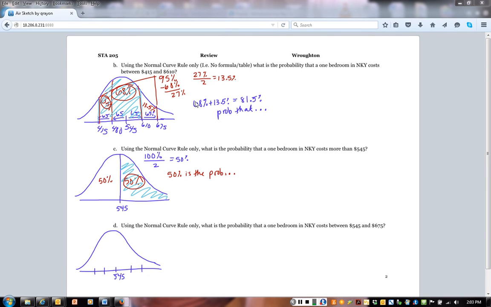So again, going out my increments here, so 480, 415, 610, 675, so I get my numbers. So let's figure out again what we do know.